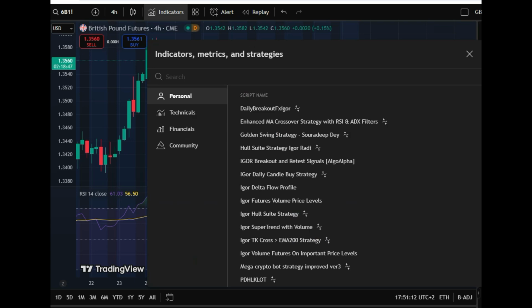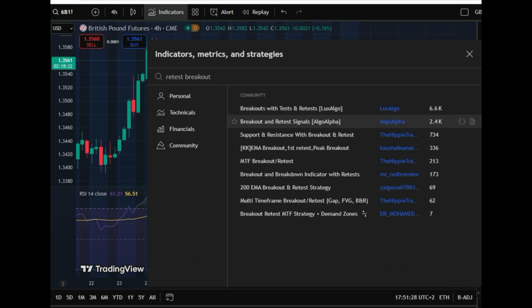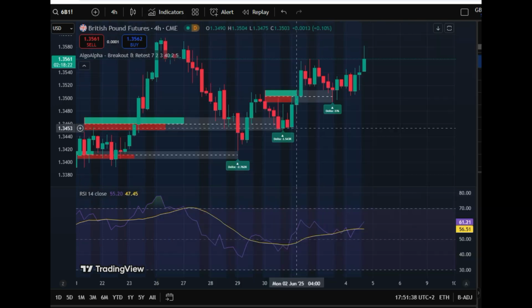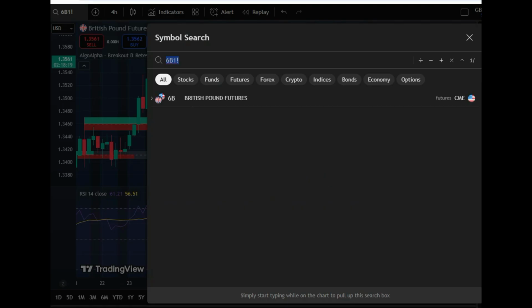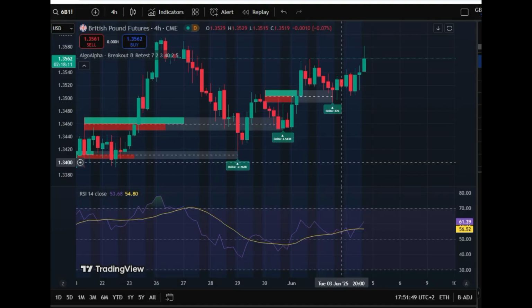So if you go and choose Retest Algo Alpha, Breakout and Retest Signals Algo Alpha, and choose the asset called 6B, which means British Pound futures, to get the real volumes, you will get something like this. As you know, in the CFD market we don't know the real volumes, but using the futures market for the same asset and the same price, we can see the real volumes, which can be very beneficial.